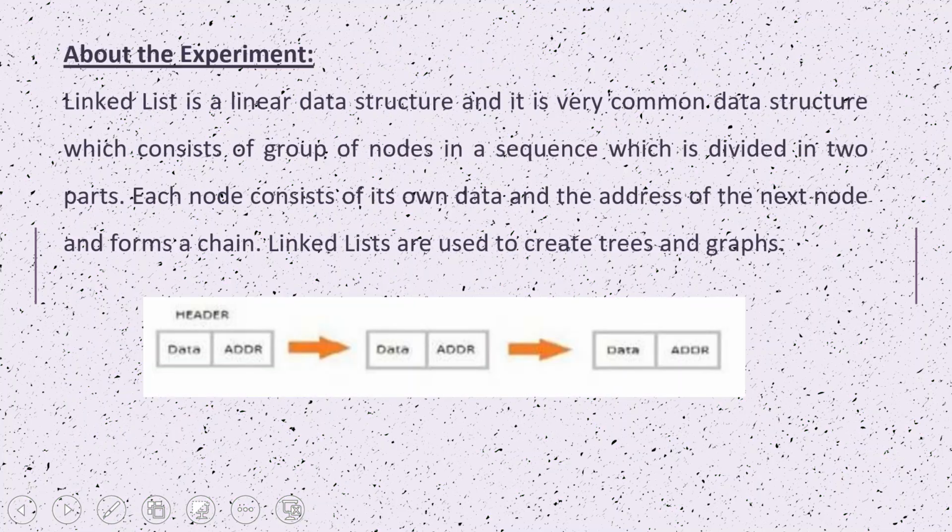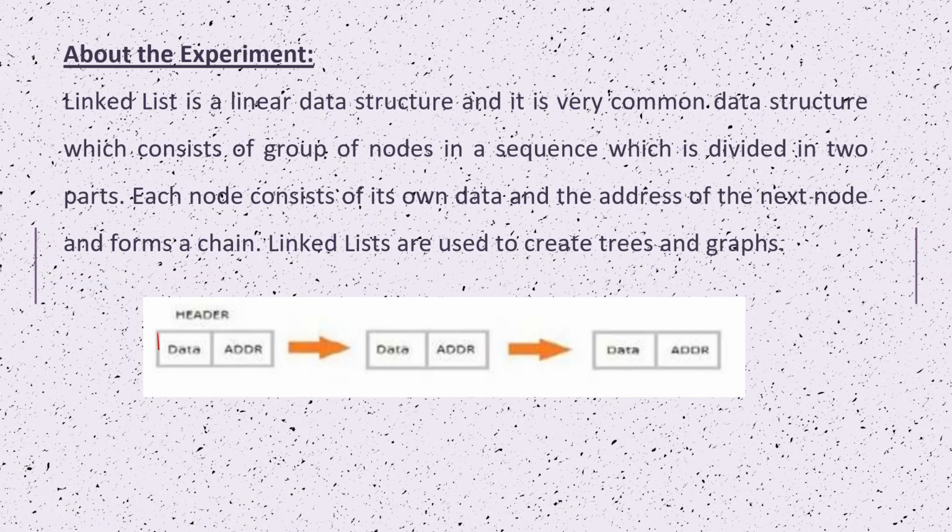Now, before going to the lab program, first let us look at a linked list. A linked list is a linear data structure, which means the nodes are arranged one after the other, and each element is called a node. So it's nothing but a series of nodes, and each node is divided into two parts. The first part is called the data part, and the second part is called the link part.